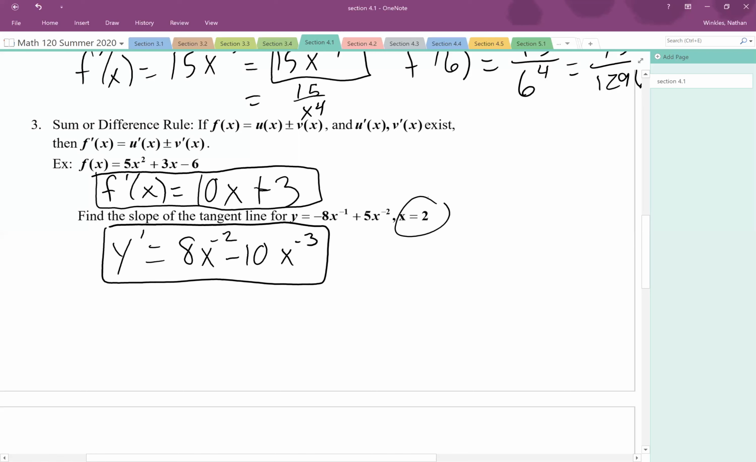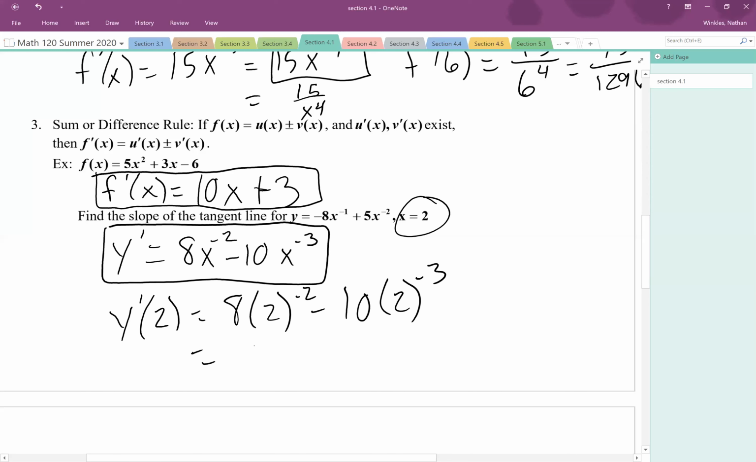So now the next piece is to use the x equals 2. So y prime at 2 is 8 times 2 to the negative 2 minus 10 times 2 to the negative third, which is really 8 over 2 squared minus 10 over 2 cubed. So we have 8 over 4 minus 10 over 8.